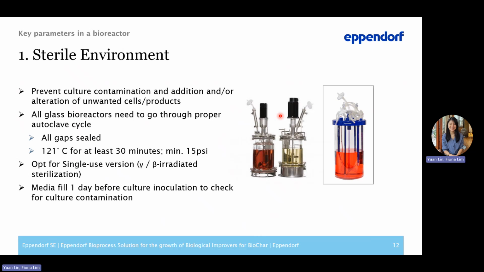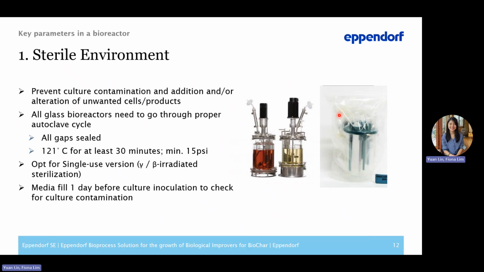The other option that other operators might be interested in would be to opt for a single-use bioreactor option, which looks like that. This is our single-use bioreactor known as the BioBlue bioreactor. It comes X-ray irradiated, but some other variants in the market use gamma and beta irradiation for sterilization, which means that they will come in a sterile bag that looks exactly like this. And once you open the sterile bag, this bioreactor will be ready to use, and they are already sterile, so operators do not have to worry about the sterility of the bioreactor.